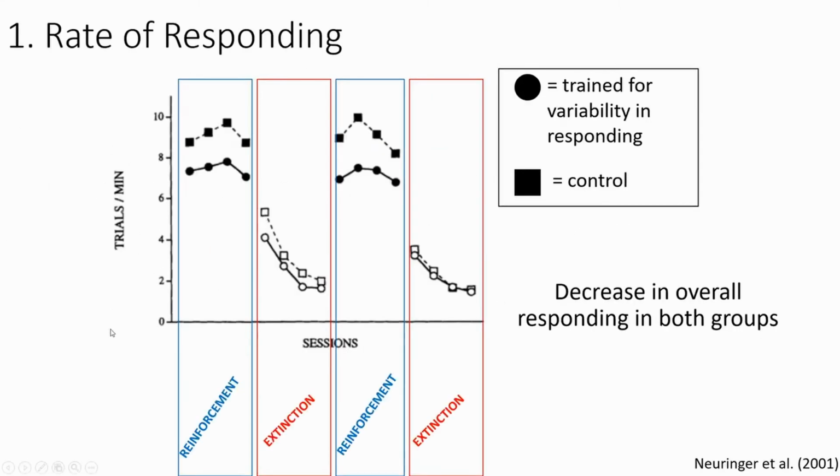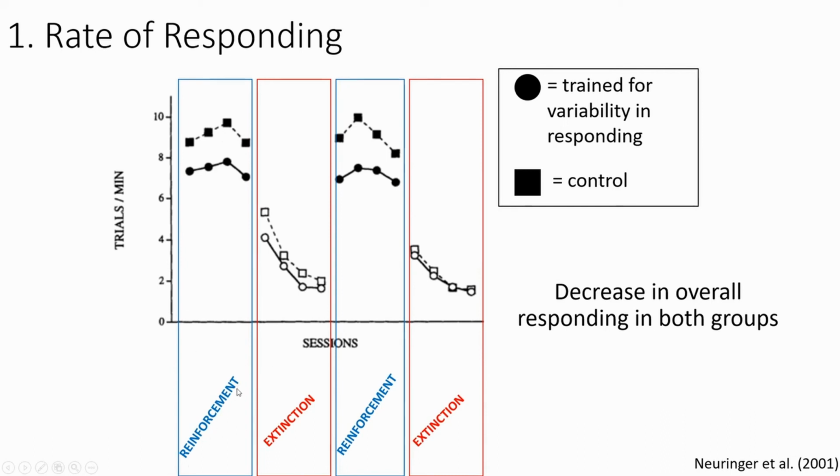So let's look at what their data looked like. In this diagram, we're looking specifically at rate of responding. So how quickly are they pressing their levers? The squares are our control group and the circles are our variability group. We can see that our control group is responding just a little bit faster than the variability group, and that kind of makes sense. If the levers are all spread out across this box, then the variability group probably has to move a little bit more in between presses to be able to press different combinations. So they're probably a little bit slower, which would result in a lower rate of responding.